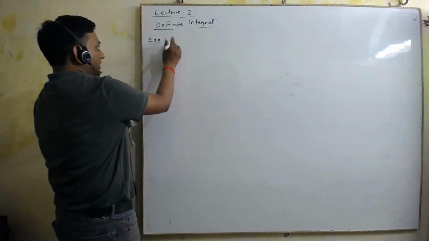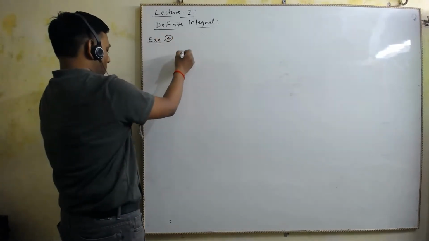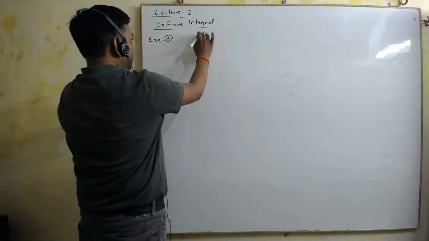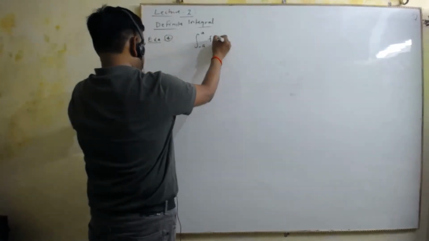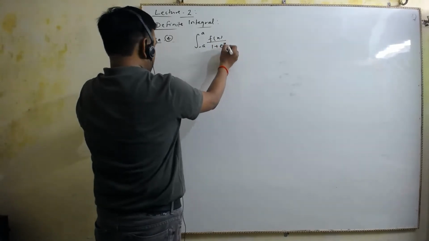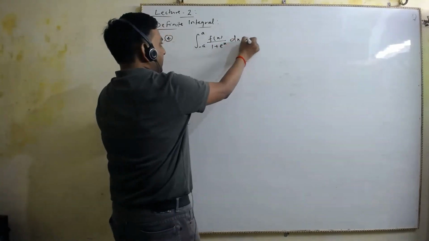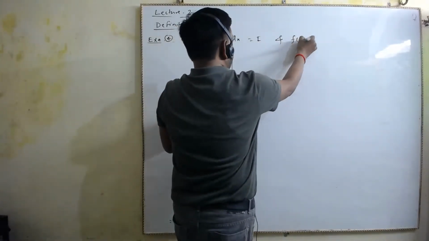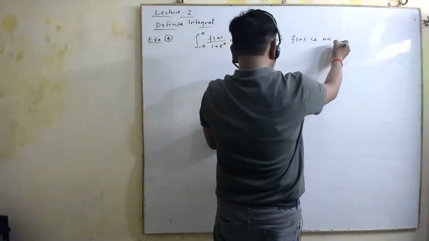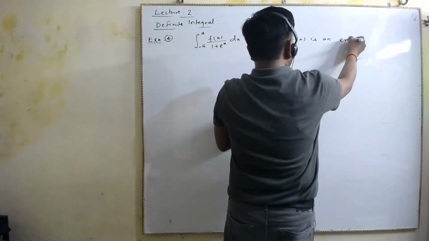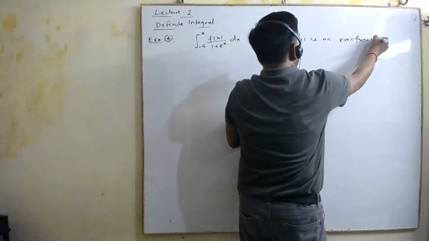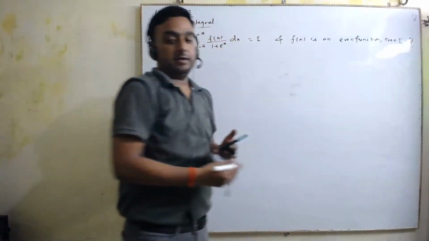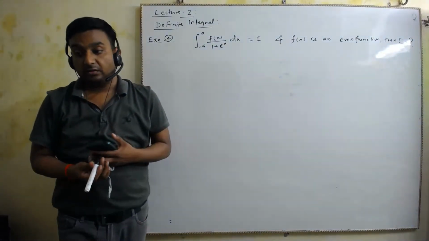Okay, the next example is the integral from minus a to a of f of x upon 1 plus e raised to the power ax dx equals I, and f of x is an even function, then what is the value of I? Please, everyone will try.